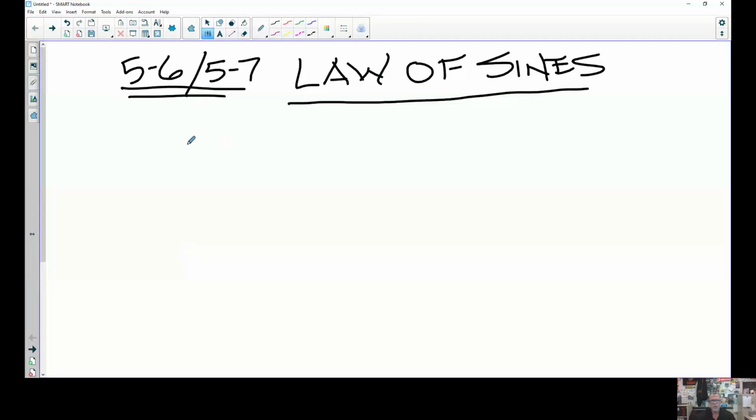With the law of sines, what we're talking about is the law itself, which I think you guys are probably familiar with. If not, it's the idea that the ratio of the side length of any triangle and the sine of the angle opposite that side is going to be consistent throughout a triangle.